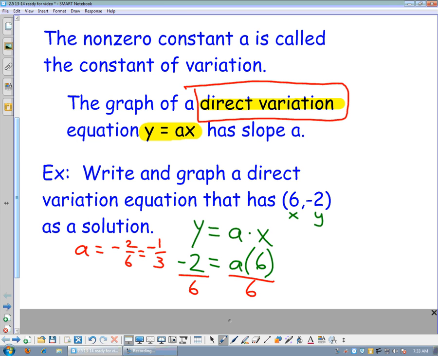Now that's not our equation. Our equation has to have y and x in it. So we need to plug this negative 1/3 right in here for the a. And so our equation is going to be y equals negative 1/3 x.